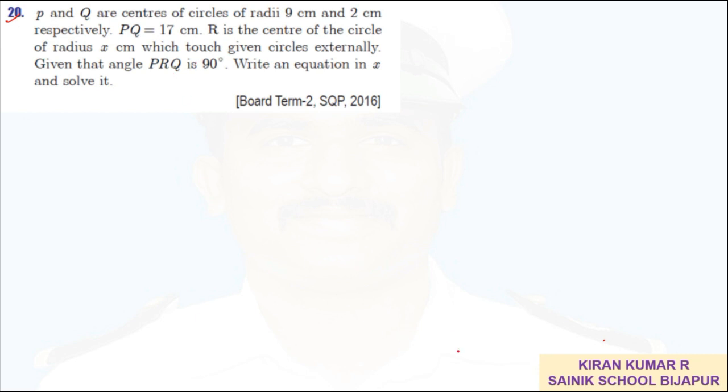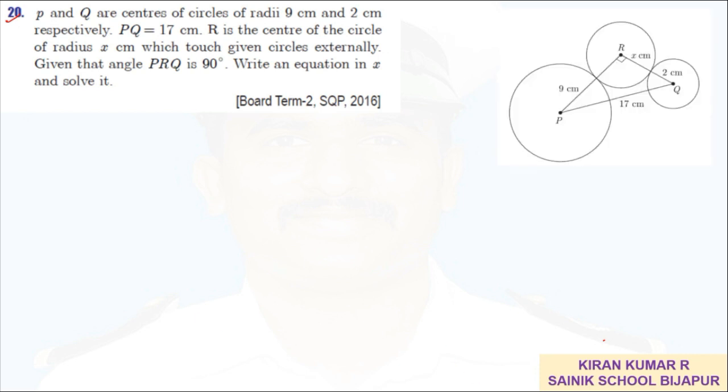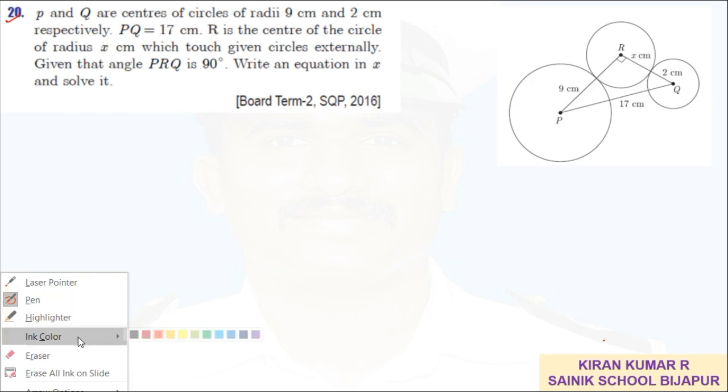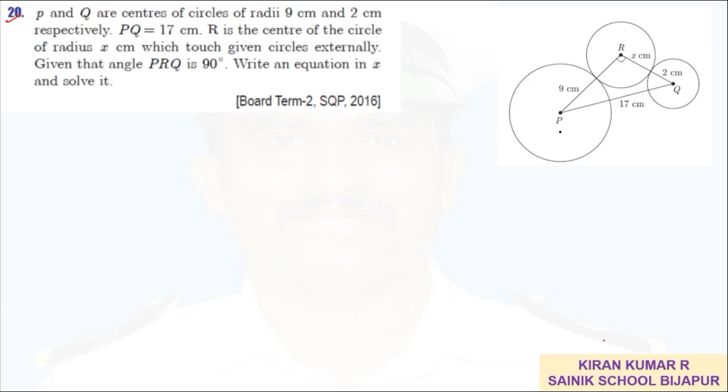Let me consider the diagram for this question. It would look like this. Here observe, P and Q are the centers of the circles. P and Q are the centers of circles whose radii are 9 cm. From here to here it is 9 cm. From here to here it is 2 cm. PQ is the distance between their centers. It is 17 cm. Look at this, 17 cm.